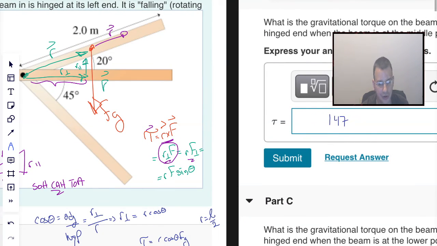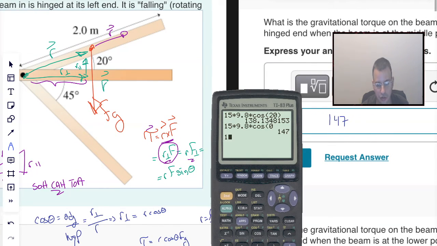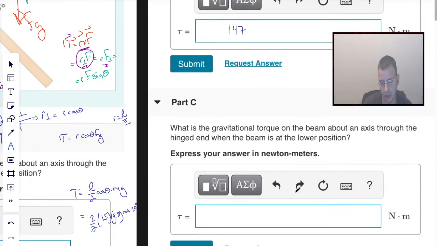And then for the 45 degrees, we're going to do 15 times 9.8. And it doesn't actually matter here. The signs basically just tell you direction. For torque, I like to think of the direction as clockwise or counterclockwise. But if you wanted to, you could put it in. It's not going to matter because the cosine of negative 45 is going to be the same as cosine of 45. So I'm going to call that 104 Newton meters. So that is how I do this one.